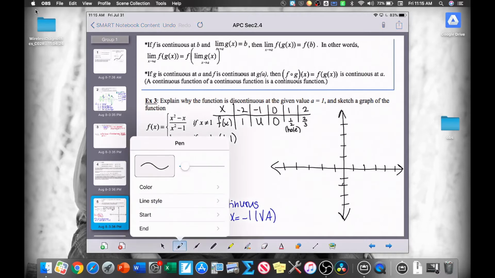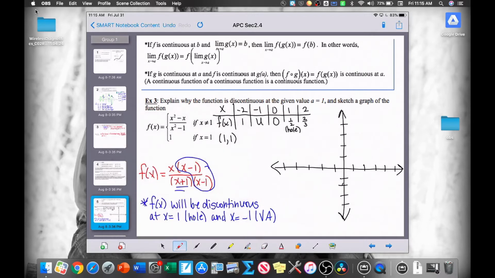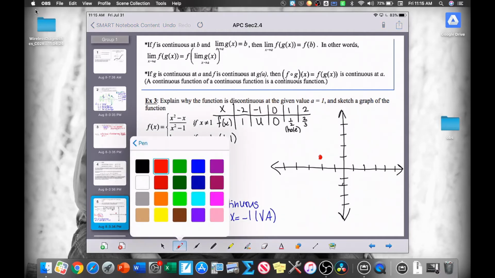So now I'm just going to plot my points, and we'll take a look at what we have. When x is -2, y is 1. When x is -1, y is undefined. And that's because I have a vertical asymptote there.